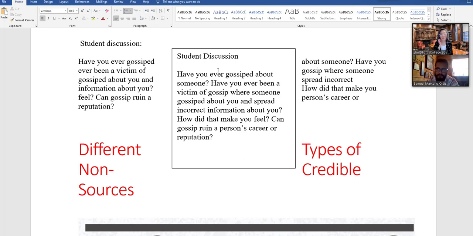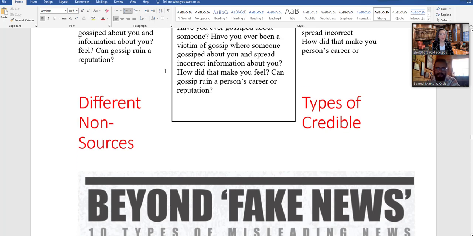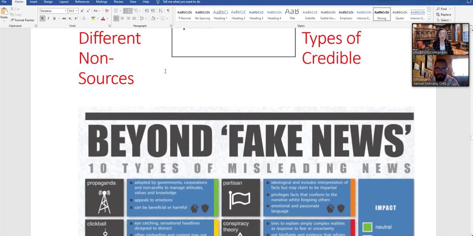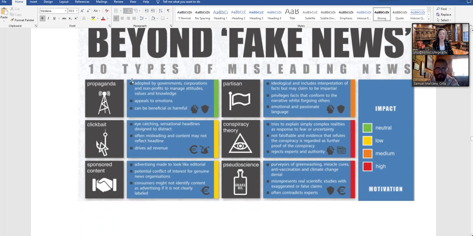In other words, you see, I'm Chinese American. You can see it because it's right on my face, right? So that's a claim. People have said gossip can ruin a reputation. So here are 10 types of fake news.